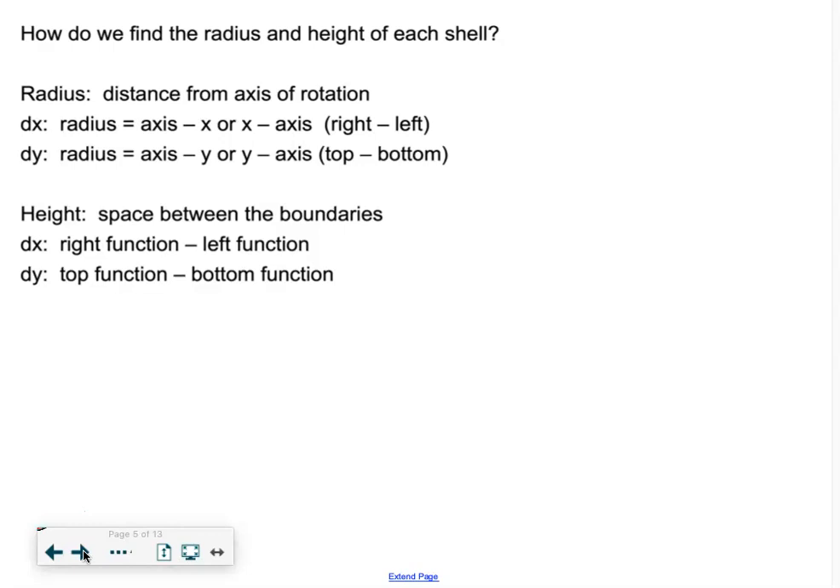Your height is just the boundaries of your region, like we've always done, top minus bottom or right minus left. The height is going to feel like what you've always been doing. The radius is the only thing that's new.